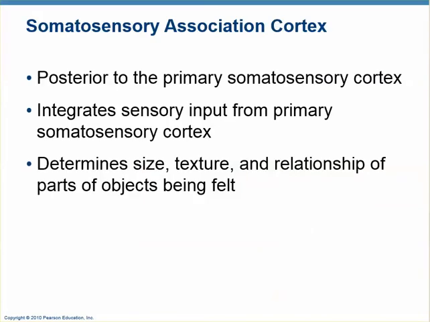So just posterior to the primary is the association. So this integrates the input. This is where we make determinations of size, texture, and relationship between things being felt. It's the part that in the typical Halloween games where you are putting your hands in spaghetti in the dark and all of that sort of stuff, peeled grapes and being told they're eyeballs, all of that is about tricking the association cortex.